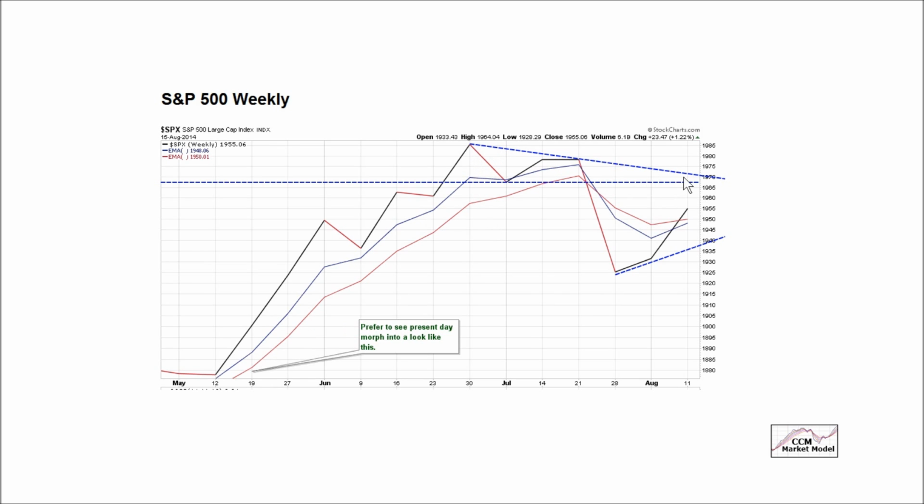We also have potential resistance on this chart here around 1970-ish, 1965-ish. This was support. It may act as resistance. This line here could act as support. So we're fighting a range-bound battle until proven otherwise.